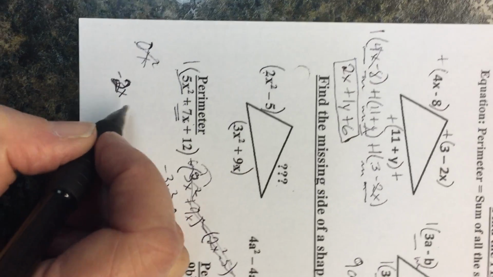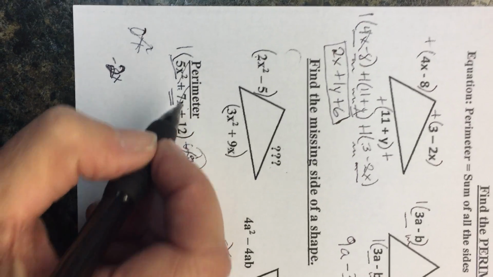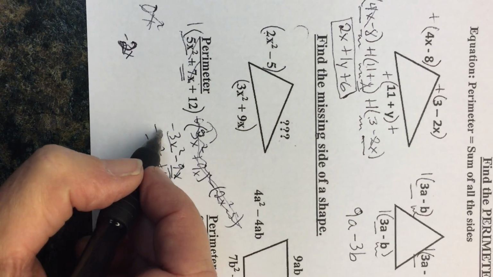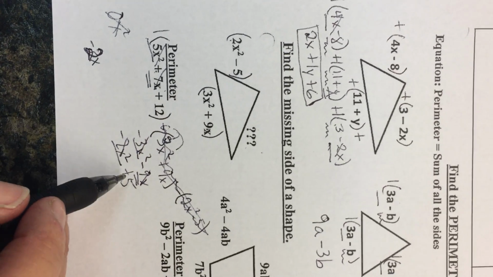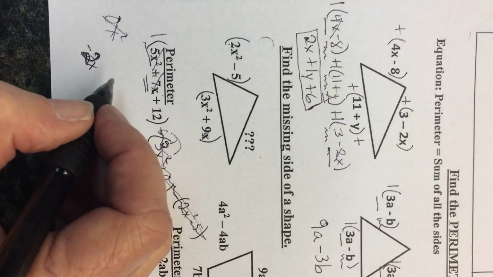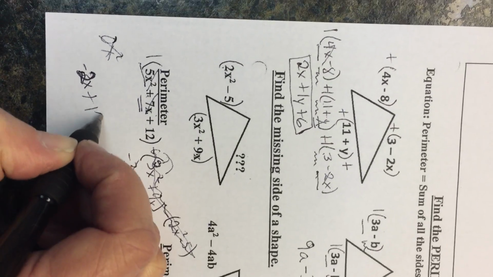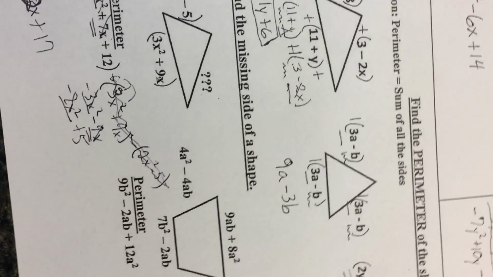Maybe kind of better, -2x. So the x squareds have been done, the x's have been done. Oh, not x squared was done. So the only thing that's left is 12 plus 5. What's 12 plus 5? 17. So this is +17.